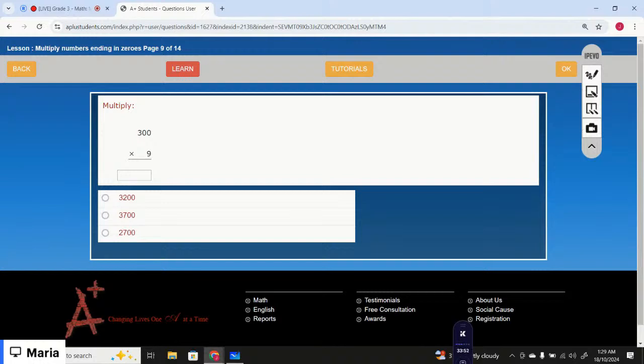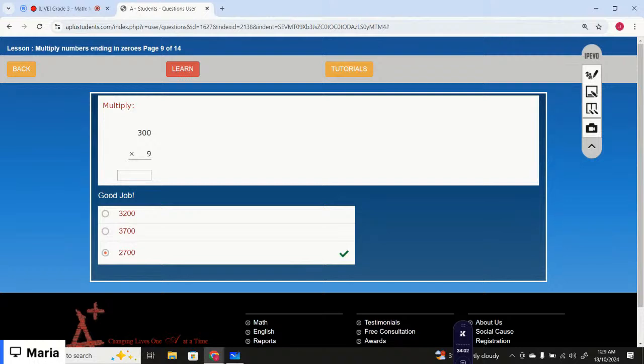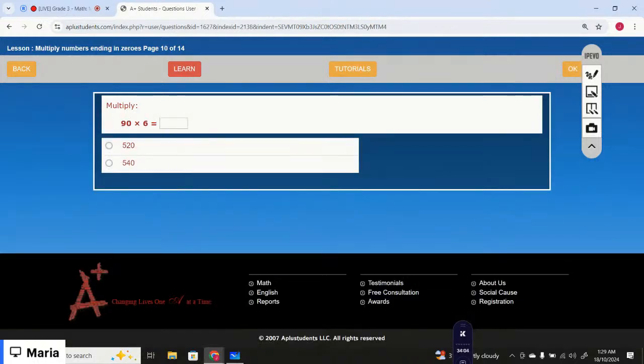Very good. 9 times 3 is 27. Then you need to add the two zeros that makes it 2700. Option number 3 is the correct option. 90 times 6, which is the correct option.